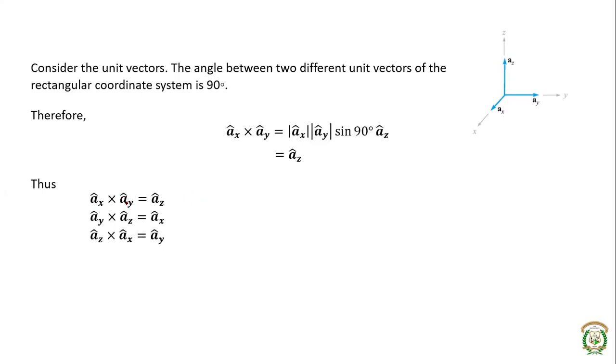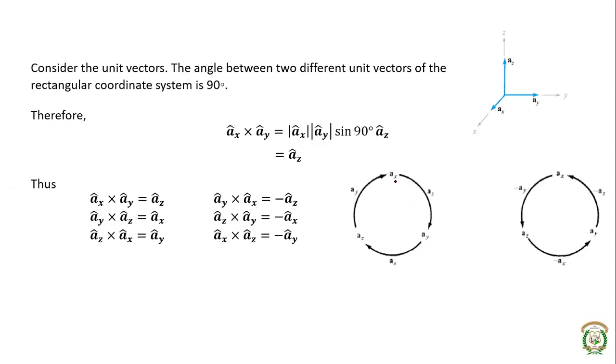Now what if you take it the opposite way? What if you take ay cross ax? Can anyone tell me what the product of ay cross ax is? If ax cross ay is az, then ay cross ax will be minus az. Similarly, az cross ay will be minus ax, and ax cross az will be minus ay. It's given here. You can remember this as a cyclic order.